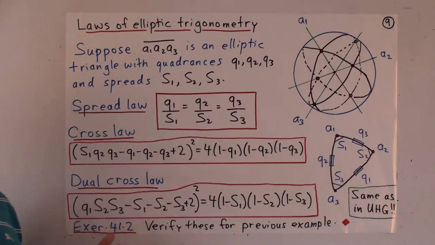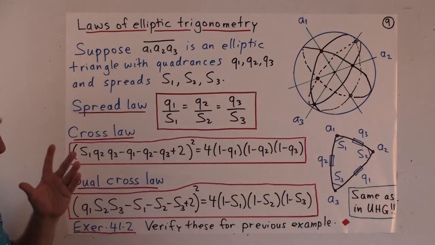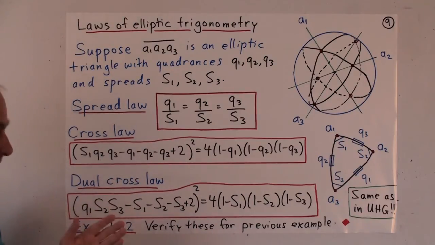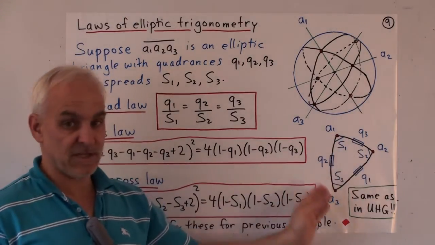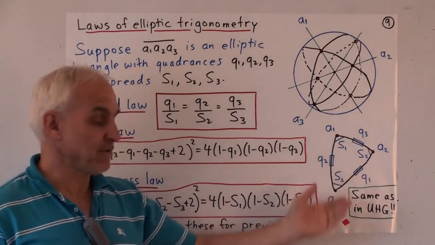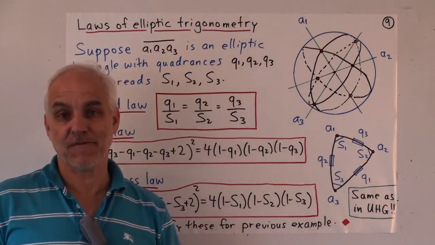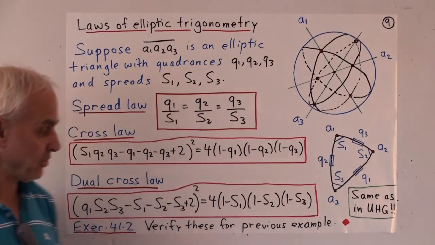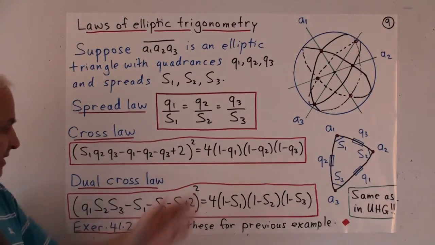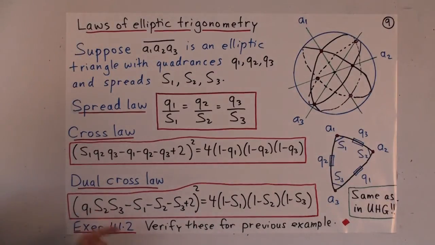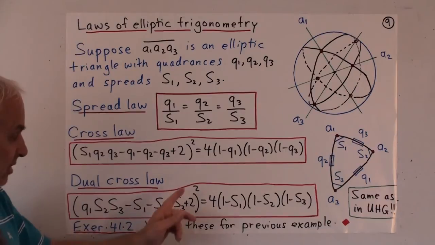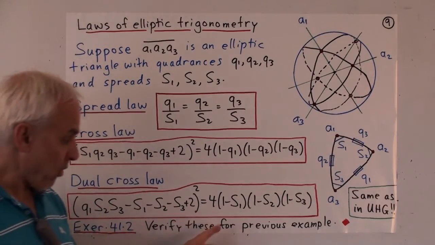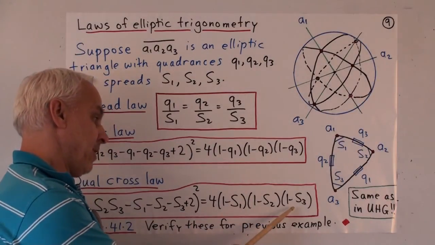And there's a dual form. The dual form is that we can just replace all the Q's with S's. There's a complete symmetry between the quadrances and the spreads here. It's a very attractive feature of this projective form of rational trigonometry. Quite different from the affine story. So it's really exactly the same formula, except now it's (Q1 S2 S3 minus S1 minus S2 minus S3 plus 2) all squared equals 4 times (1 minus S1) (1 minus S2) (1 minus S3).